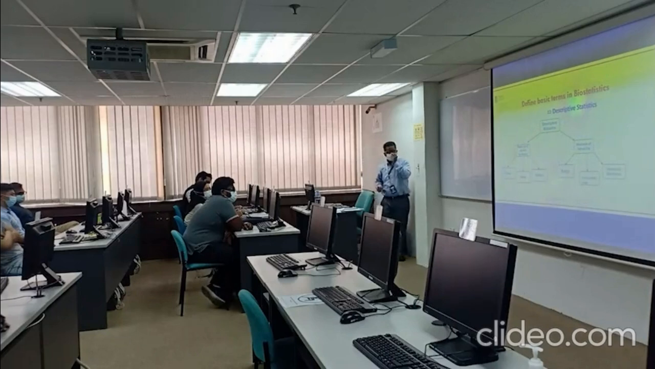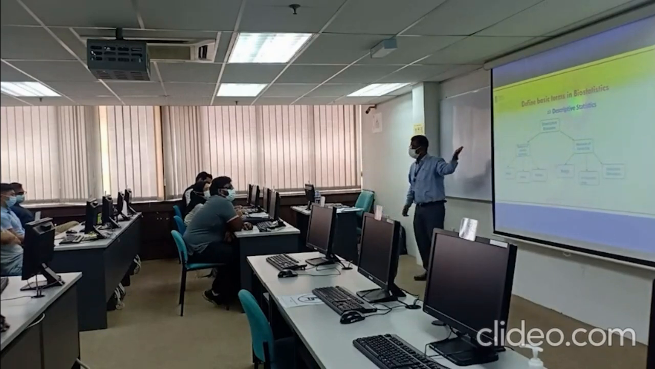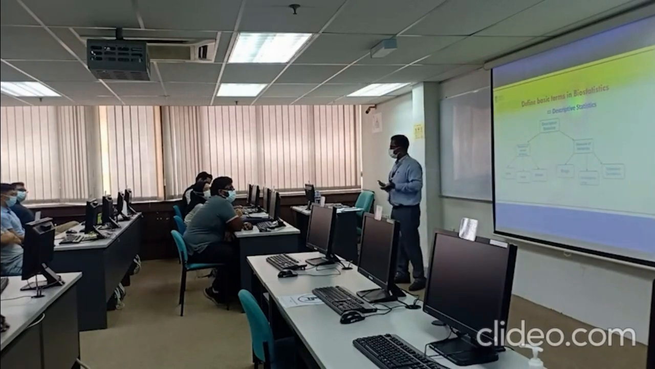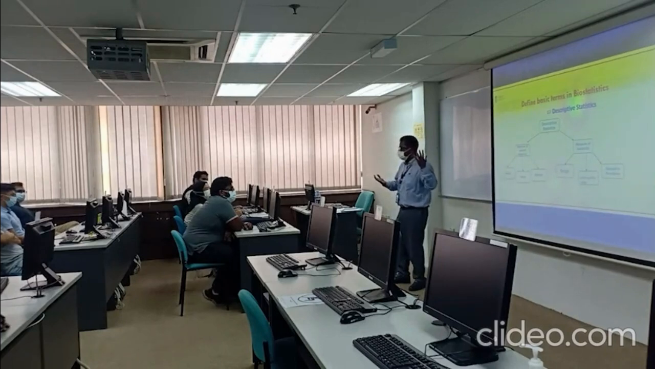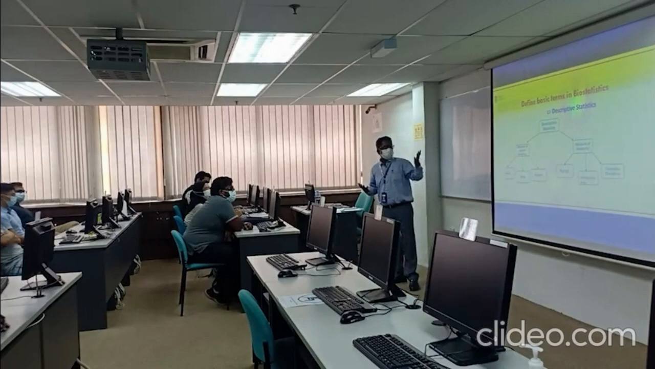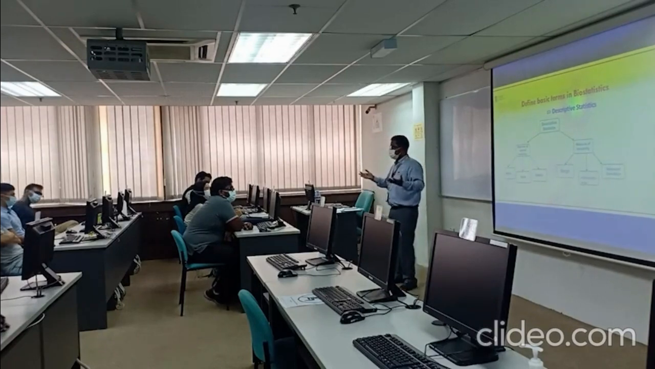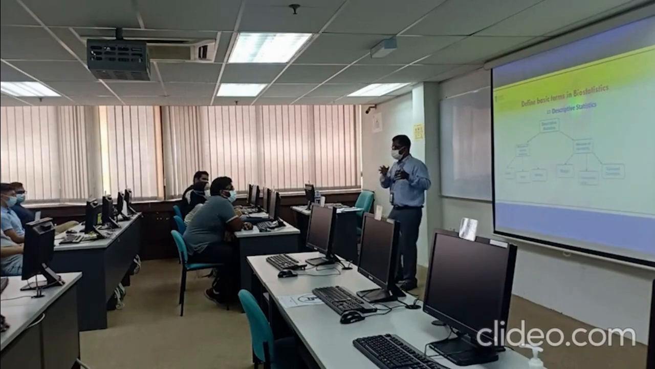Now, measures of central tendency are there, measures of dispersion are there. Can you read out what the measures of central tendency are? Mean, median, and mode. Measures of dispersion, or measures of variability: range, interquartile range, and the standard deviation. These are the measures we use in descriptive statistics. Understood?